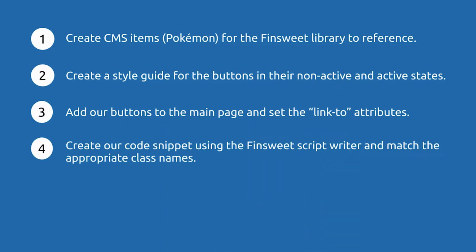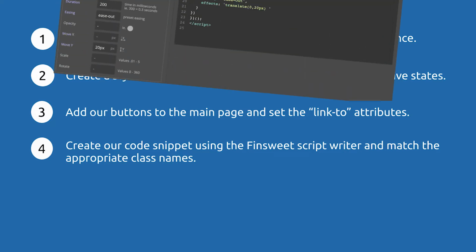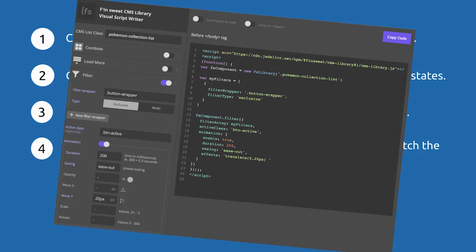So step 4 will be compiling our code snippet. So we're going to kind of make this throughout the process, but Finsweet has a really unique script writer that makes things really easy to write all this out, especially if you're a non-code user. So we'll just connect all of our own class names to their code editor and make sure it's all in place so the library can be referenced properly.